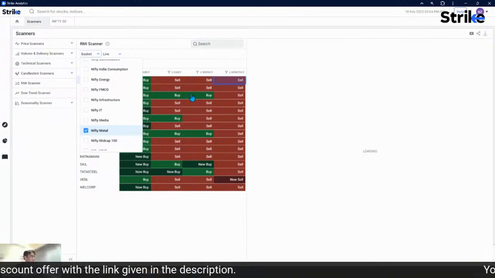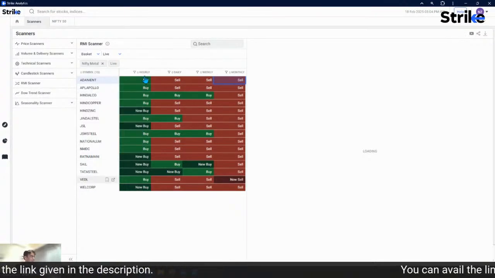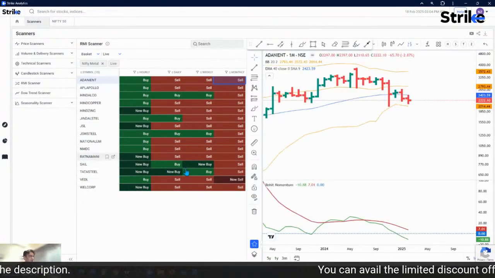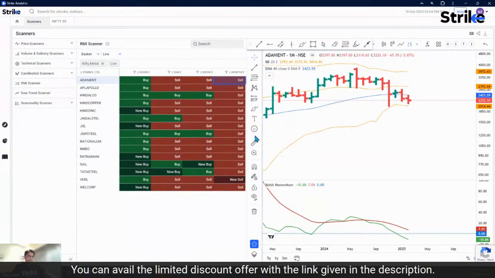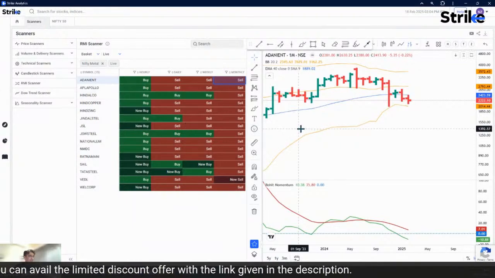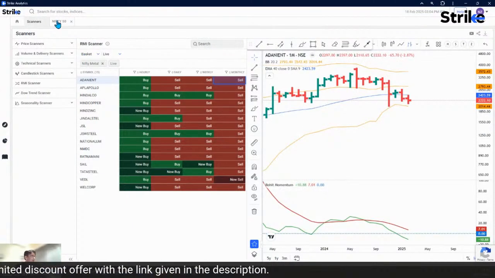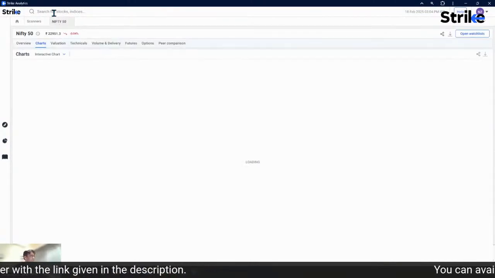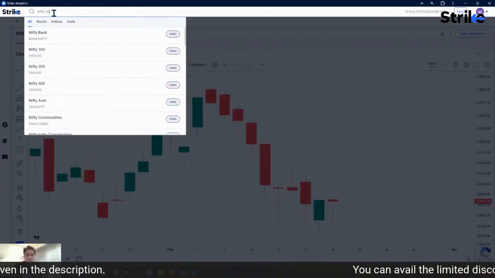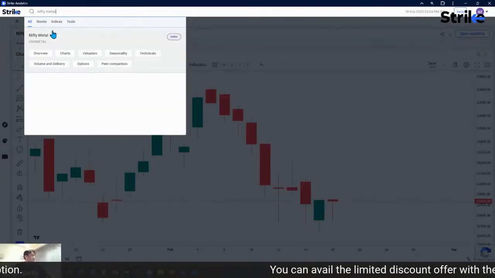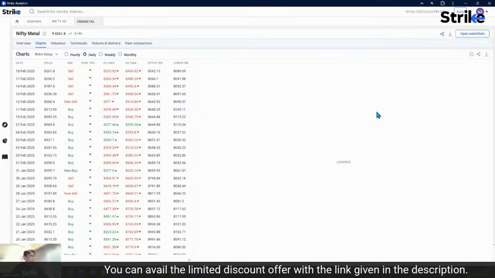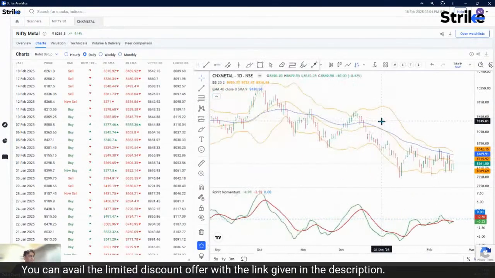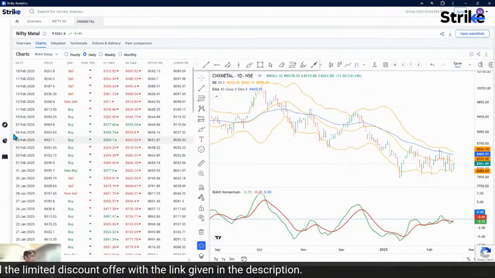All right, and you will get the list of individual stocks and their RMI positions in the metal. Similarly, other indices and other sectors also, you can do the same thing. Now, if you want to look at metal index, you can search over here, say Nifty Metal, and you can look at the chart of Nifty Metal over here.